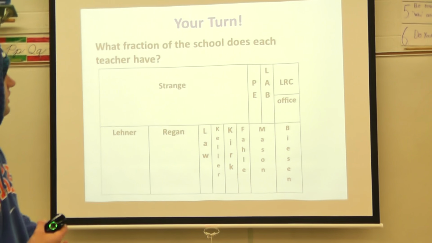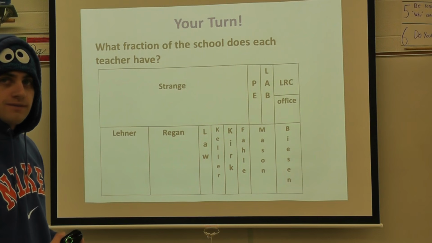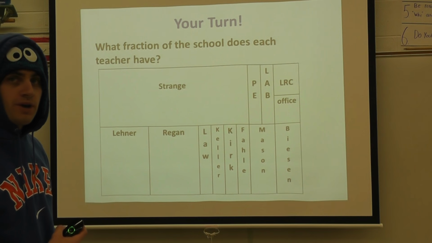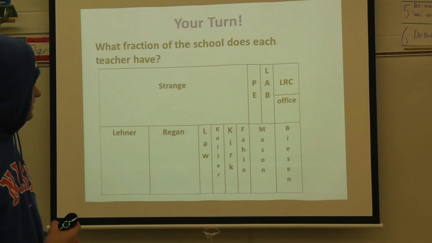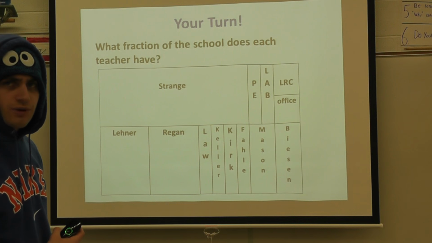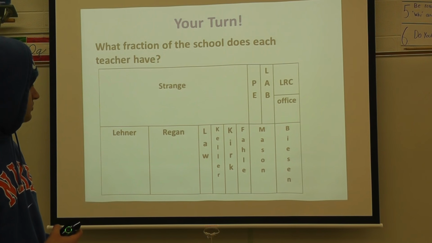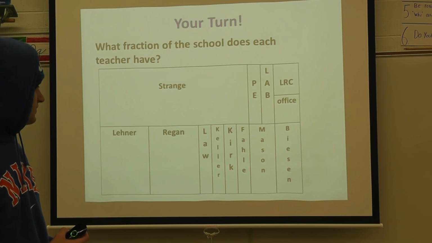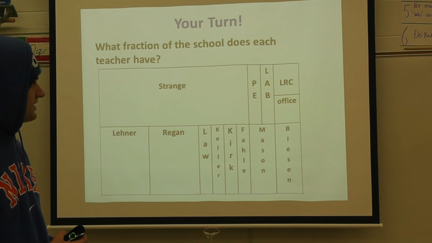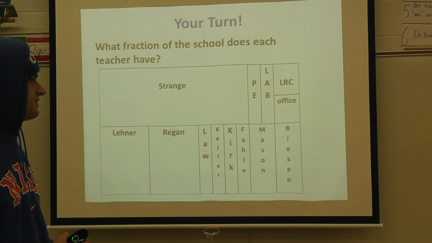It says, what fraction of the school does each teacher have? So, I have my map up here on the front board that I'd like you to take a look at. Mr. Strange must know somebody really important at school. He's got the biggest portion up there. You got Mr. Strange, Mr. Lehner, Mrs. Regan, Mrs. Law, Ms. Keller, Mrs. Kirk, Ms. Foley, Mrs. Mason, Mrs. Beeson. Then we have the PE, the lab, the LRC, and the office.